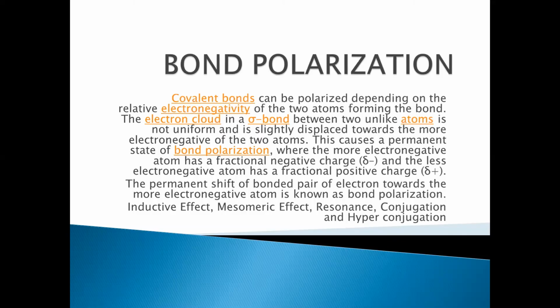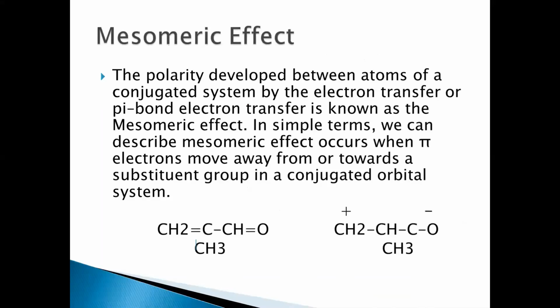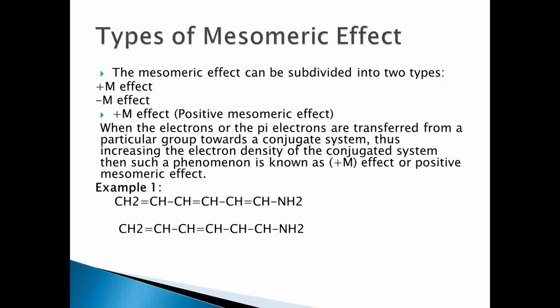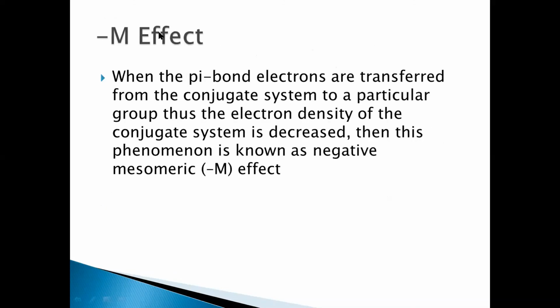In a sigma bond, it is the inductive effect. In a pi bond, it is the mesomeric effect. That is the difference. If electrons of a pi bond shift towards a more electronegative element, it is the mesomeric effect. If the electron pair shifts in a sigma bond towards a more electronegative atom, that is called the inductive effect. Similar to the inductive effect, the mesomeric effect is also of two types, plus M effect and minus M effect. If the group becomes positive and the conjugated system becomes negative, it is called plus M effect. Likewise, if the group becomes negative and the conjugated system becomes positive, it is called minus M effect.